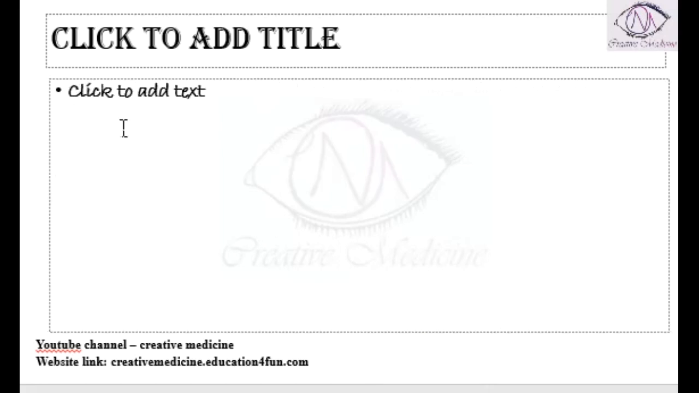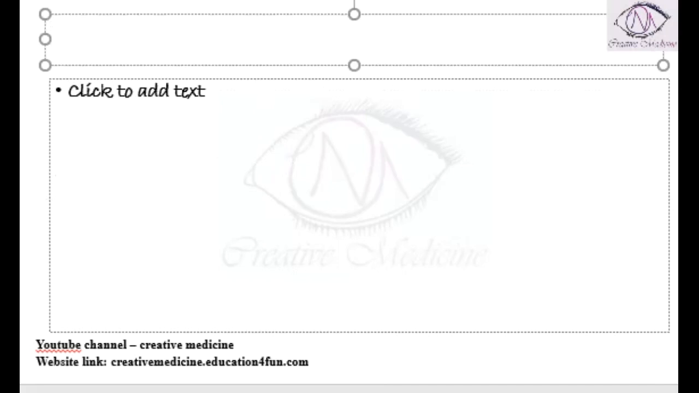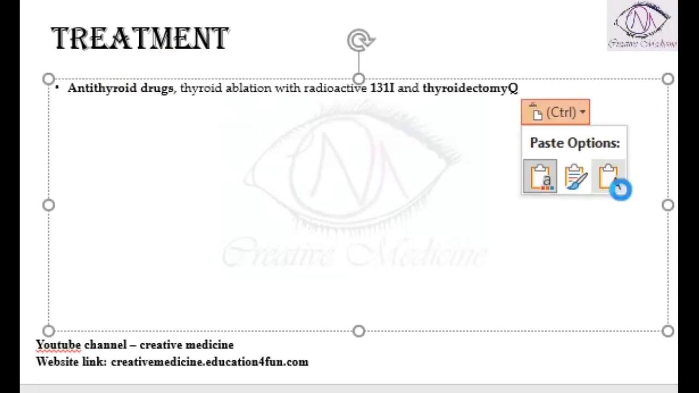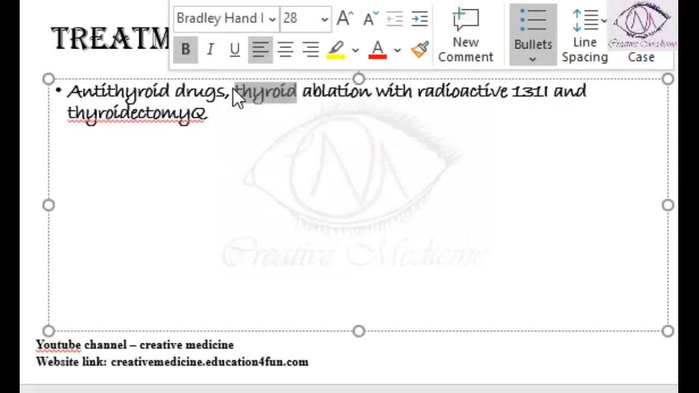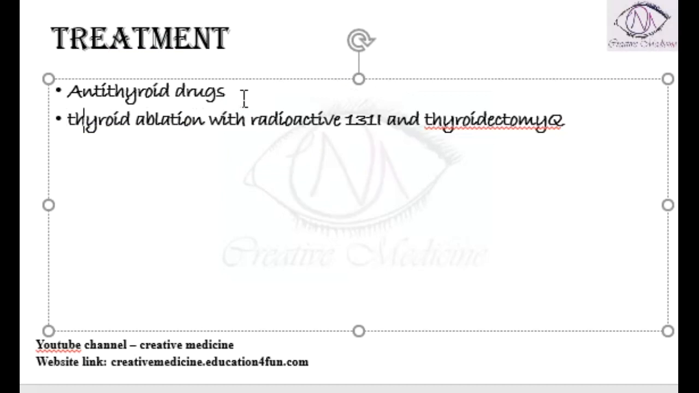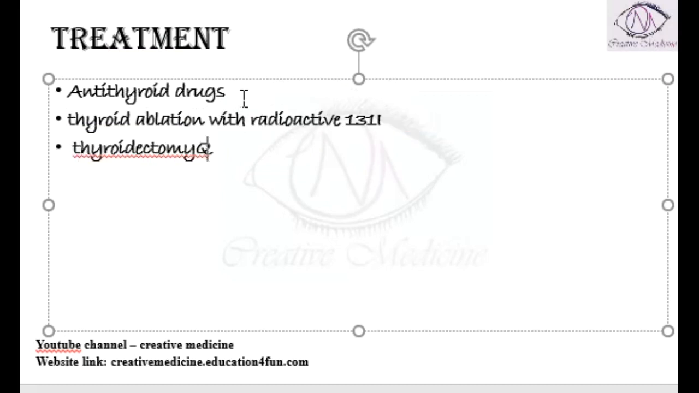Then, what about the treatment of Graves disease? For the treatment of Graves disease, we have some treatment modalities. Obviously, this is a case of hyperthyroidism. Because it is hyperthyroidism, definitely anti-thyroid drugs are indicated in the patient. Along with that, thyroid ablation can be done with radioactive iodine, and thyroidectomy is also done for Graves disease.